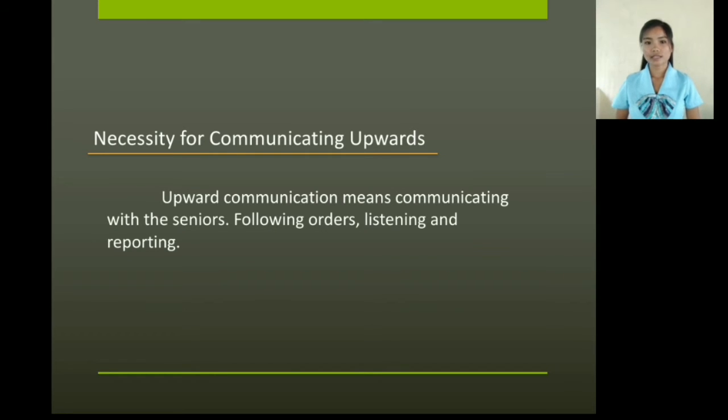Necessity for communicating upwards. Upward communication means communicating with the seniors: following orders, listening, and reporting. If you are given a project by a senior, you need to listen to his orders so you understand what you will do and what your next step is. Report from time to time about the progress of the project. And especially if you encounter a problem and hardly have time to solve it, you should inform your senior as early as possible so he can find a way out and solve your problem, so you can continue doing your project and report again when it is done.